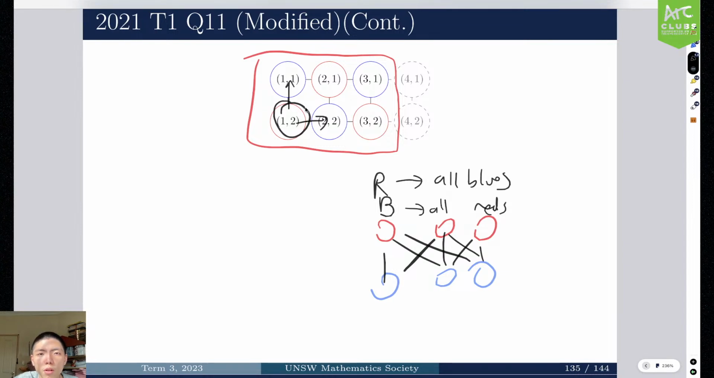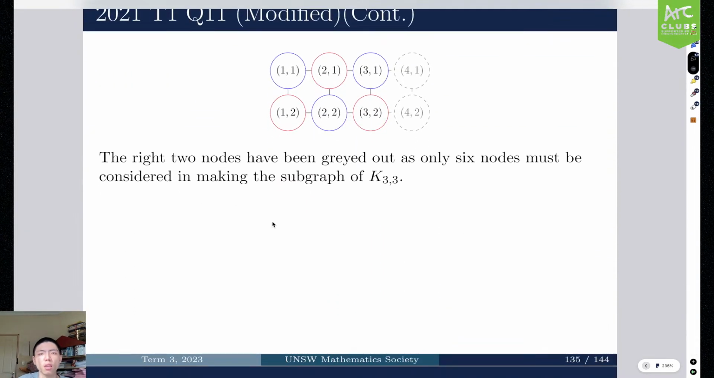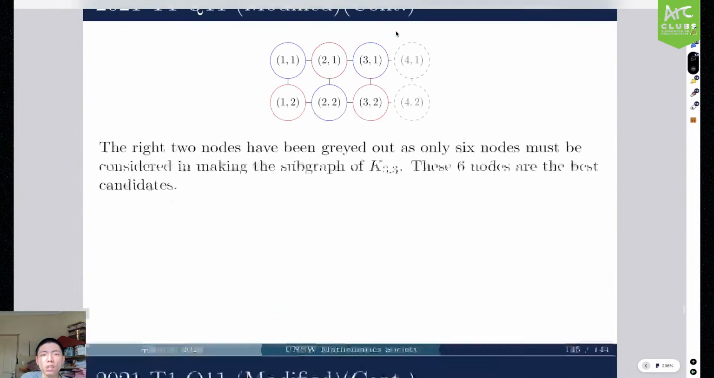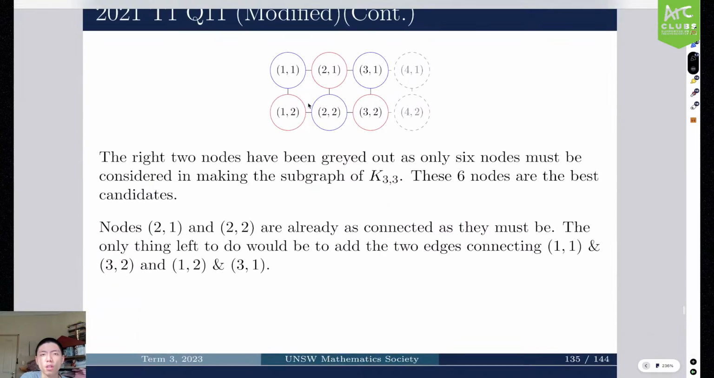So this red is connected to these 2 blues. We wanted to connect to all of the blues, so we can add an edge in here. Similarly, we want this red to connect to all blues, so we can add an edge like that. This blue is connected to all reds around it. This blue is connected to all the reds. This blue is connected to all the reds, and this red is connected to all of the blues around it. So after adding in the 2 crosses in the diagonals, we have gotten the K33 subgraph that we require. That means that we only need to have 2 edges added in, right? So if we connect 1, 1 and 3, 2 and 1, 2 and 3, 1, then with only two edges, we have already forced K33 to appear.